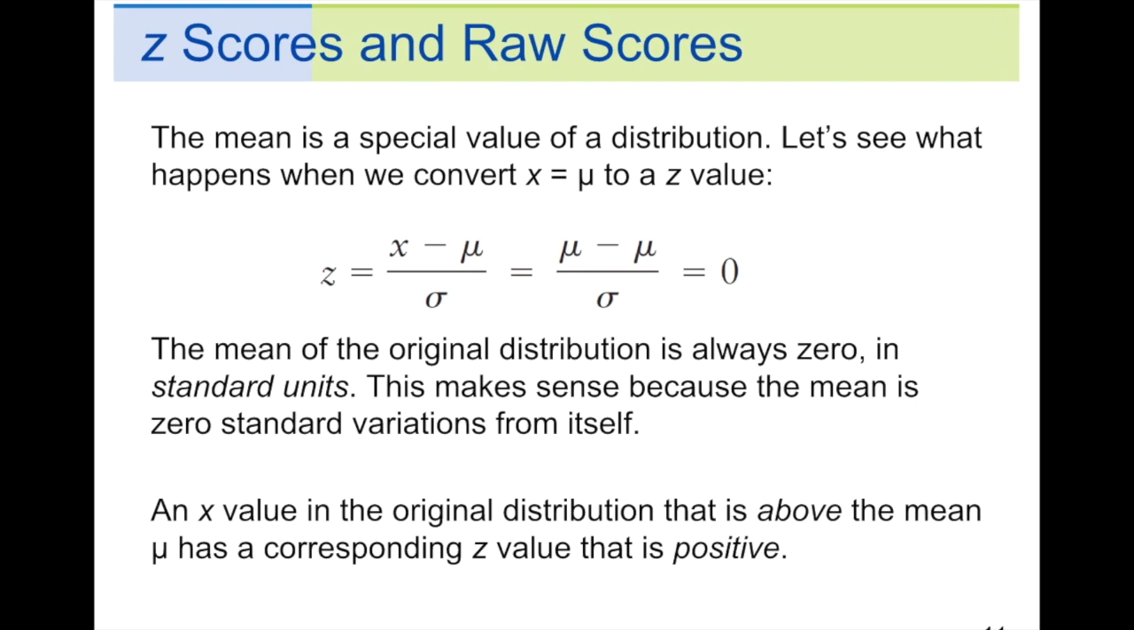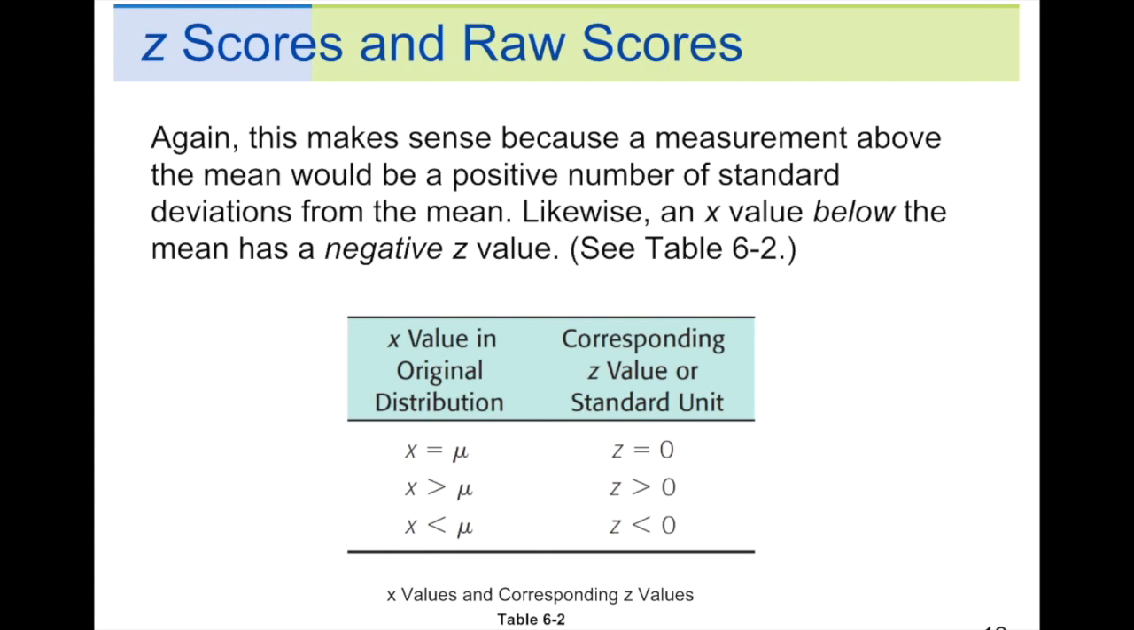An x value in the original distribution that is above the mean, mu, has a corresponding z value that is positive. Again, this makes sense because a measurement above the mean would be a positive number of standard deviations from the mean. Likewise, an x value below the mean has a negative z value. So if x is equal to the mean, z is 0. If x is greater than the mean, z is positive. If x is less than the mean, z is negative.